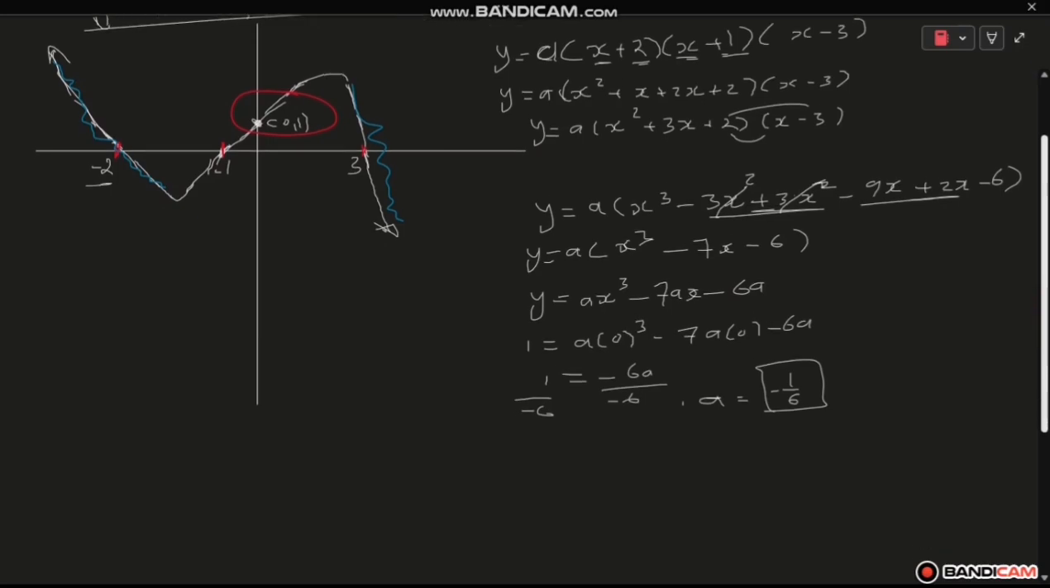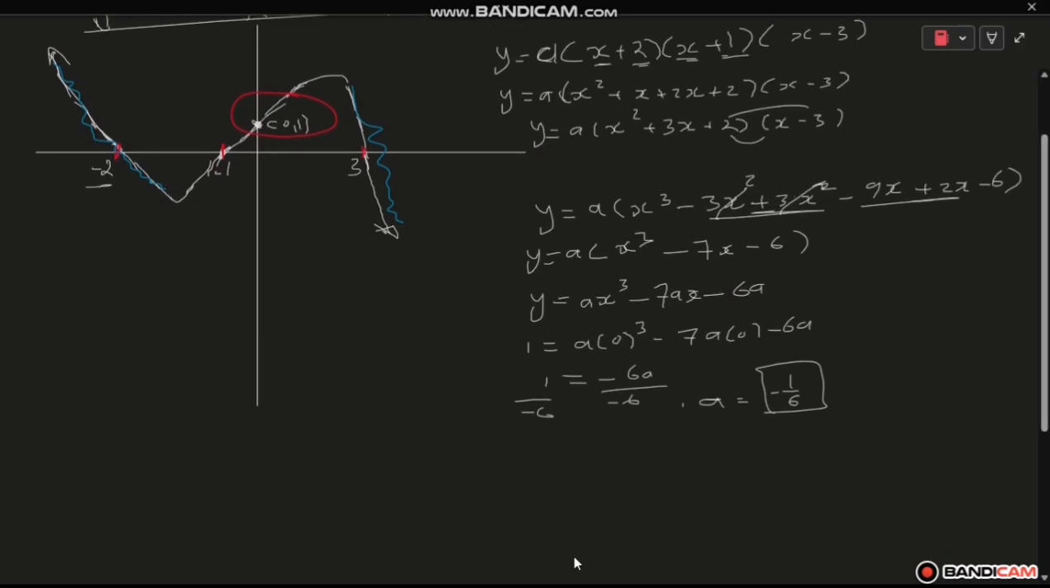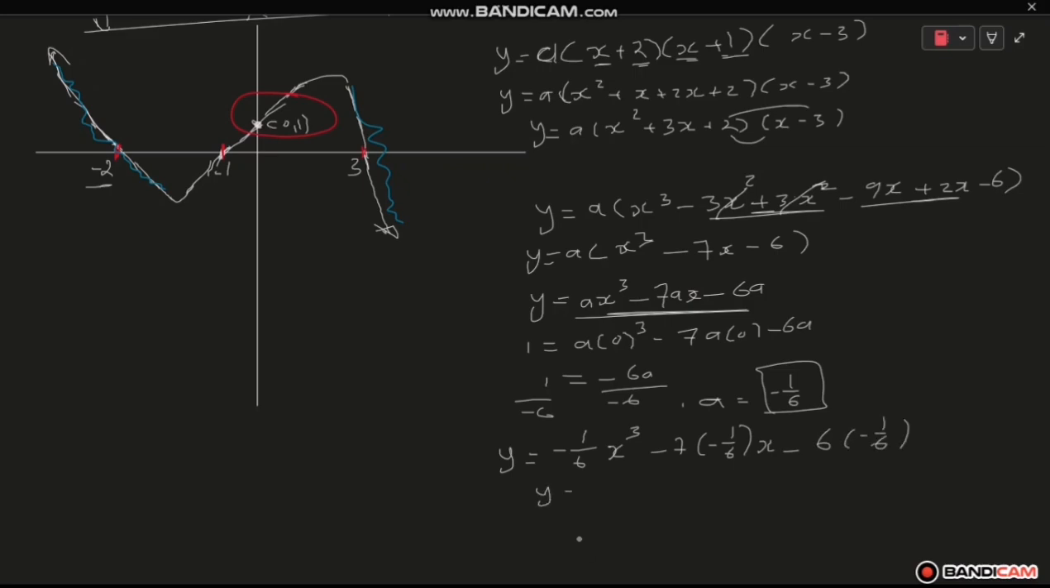Then you can take this value of a and substitute it back into the equation of y. Therefore, we have negative 1 over 6 x cubed minus 7 into negative 1 over 6 x, minus 6 into negative 1 over 6. Therefore, you can work out the answers using a calculator. Then when you use your calculator here, let me try to use mine.